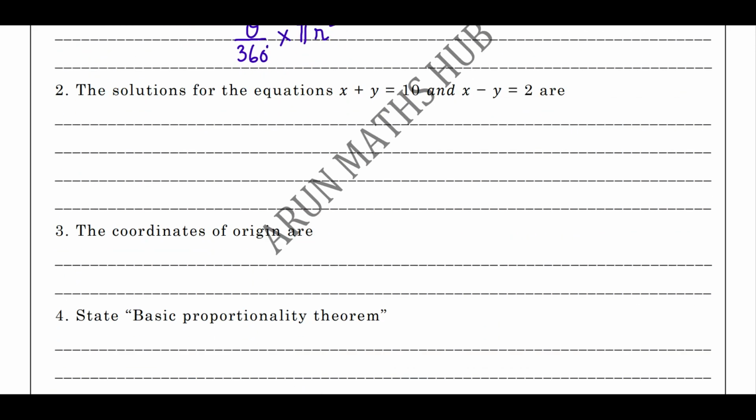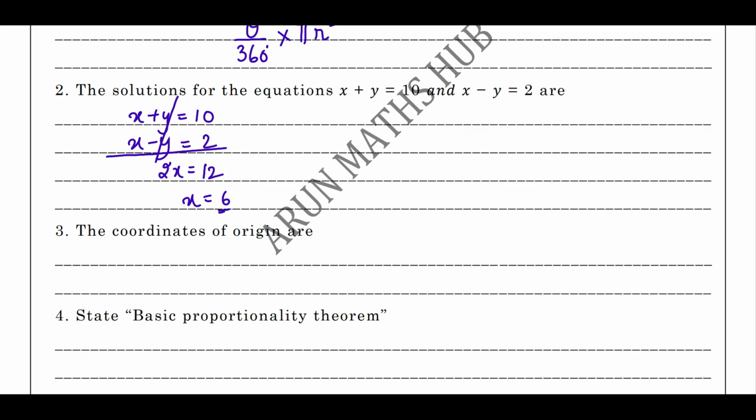Second question, the solutions for the equation x plus y equals 10 and x minus y equals 2, that is we need to find out the value of x and y. Given two equations are what? x plus y equals 10 and x minus y equals 2. What you can do? Add equation 1 and 2. You can cancel out the variable y, that is plus y minus y will cancel out. What we get? x plus x is 2x, which is equal to 10 plus 2 is 12. x equals 12 by 2 is 6.